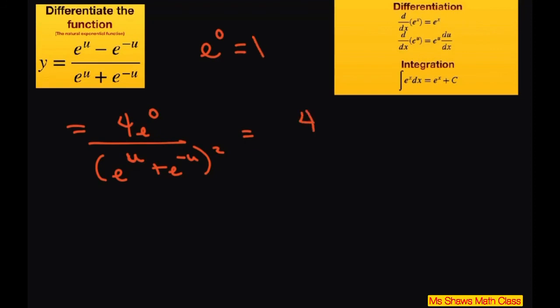So our final answer is 4 divided by e to the u power plus e to the negative u power squared. And that's it.